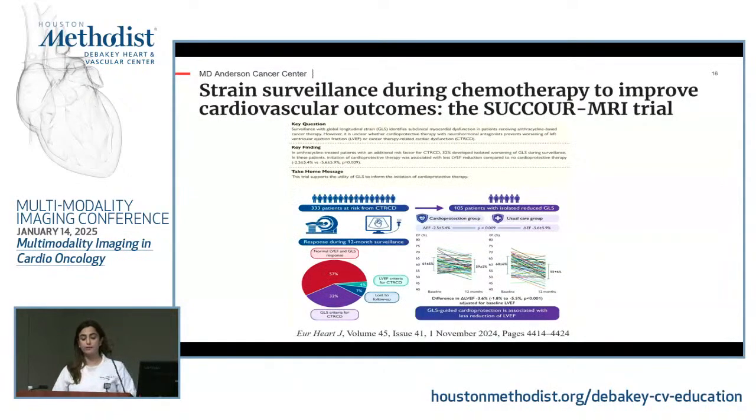The group itself started thinking of the MRI end of it, using feature tracking strain imaging with CMR for these patient populations. And when they ran this trial, at 1 year, similar to the first trial, there may be just a little bit less decline with cardioprotective therapies in the strain-guided arm versus the LVEF-guided arm.